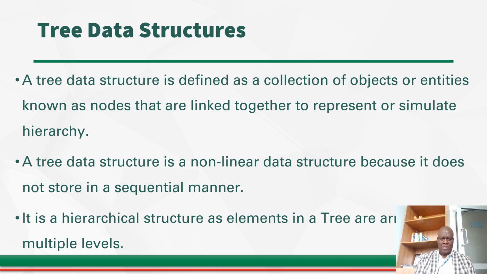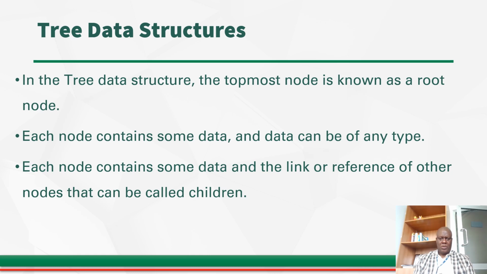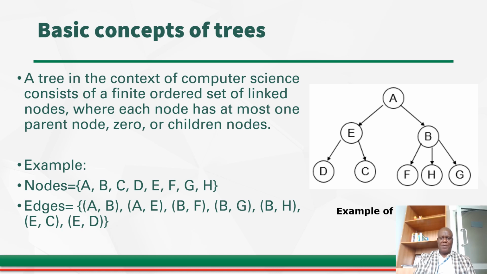And the tree data structure is a hierarchical structure. The elements in a tree are arranged in multiple levels. In the tree data structure, the topmost node is known as the root node, and each of the nodes contains some data, and the data can be of any type. Each node contains some data and the link or reference of other nodes, which you can also refer to as children. Let's look at the basic concepts of the tree.